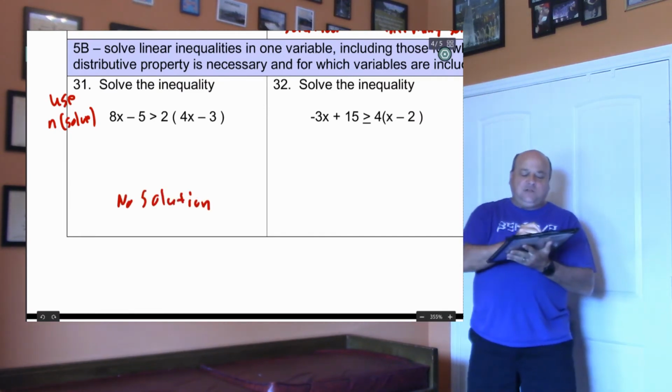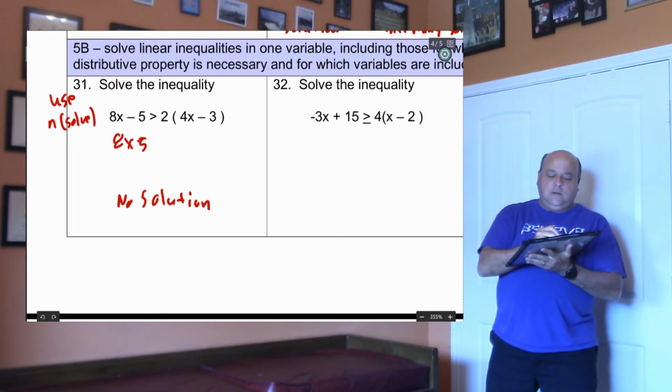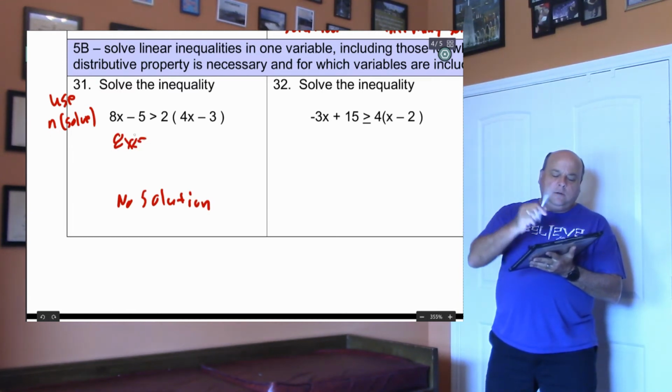Now then, what happens? We're going to have 8x minus 5. Jiminy crickets.